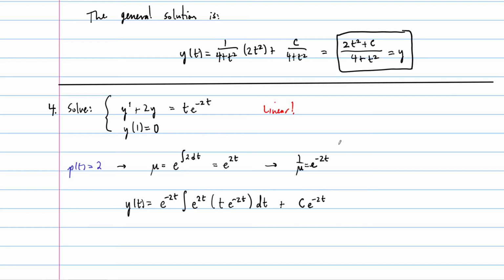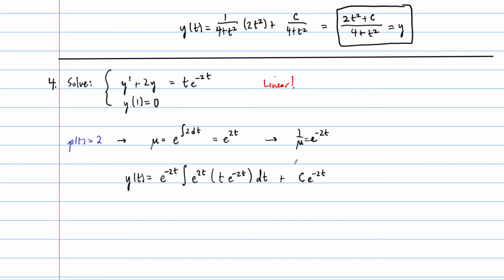All right. At this point, we see that we get some nice canceling again in this one, right? So that's going to cancel, and then we get our answer here. y of t is going to be equal to e to the minus 2t times the integral of t dt. So that's 1/2 t squared, right? Plus constant e to the minus 2t.